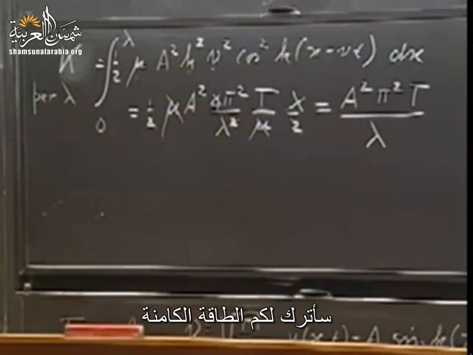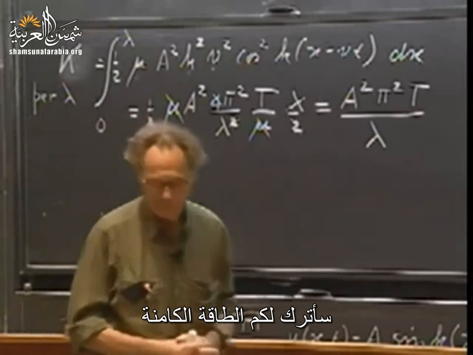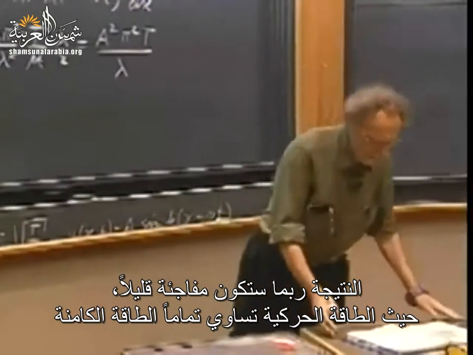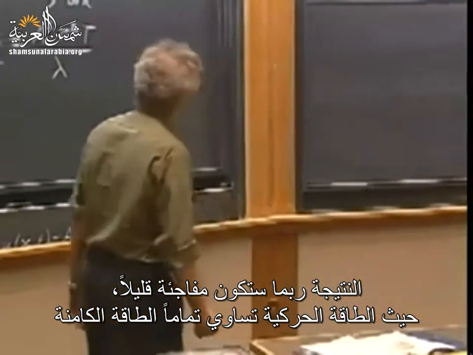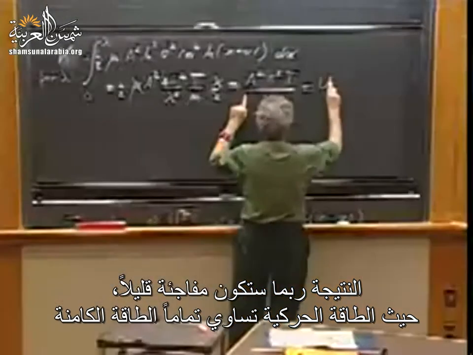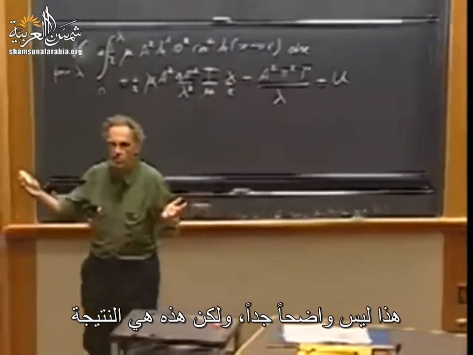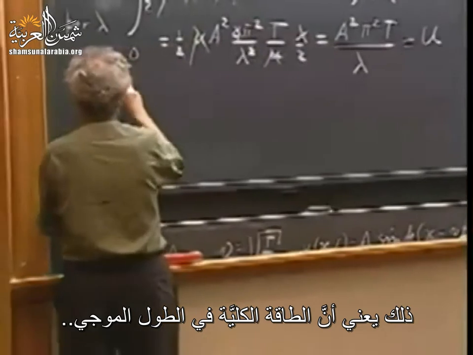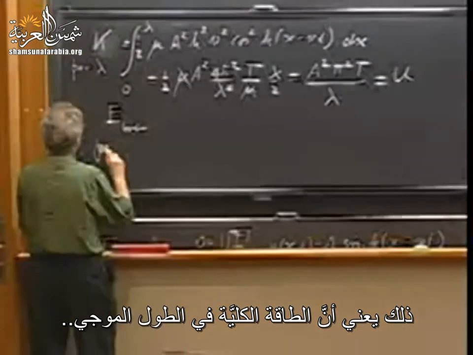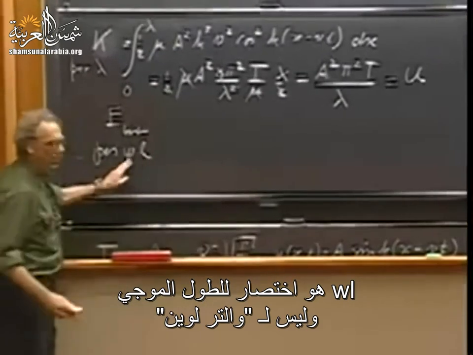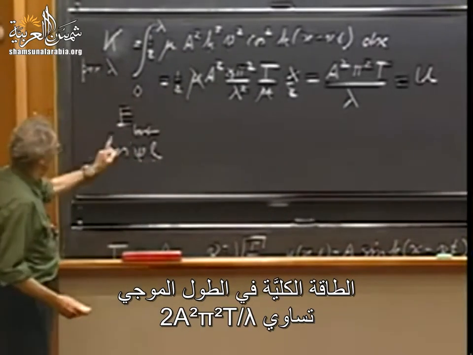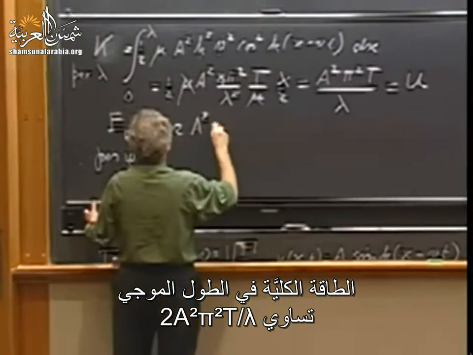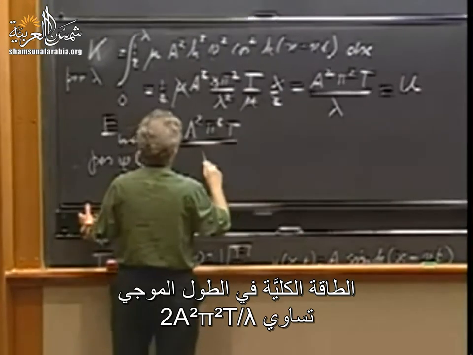So I will leave you with the potential energy. It's a similar derivation, but now you have to deal with work that you have to do. And what comes out is perhaps a bit of a surprise, that the kinetic energy is exactly the same as the potential energy. Not at all obvious, but that's the way it works out. So that means that the total energy per wavelength, so now I write down E total, again, per wavelength, WL stands for wavelength, not for Walter Lewin, but for wavelength. The total energy per wavelength is now twice that, so it's 2A squared times pi squared T divided by lambda.